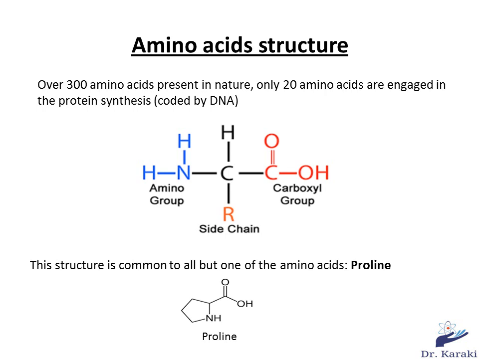Of the over 300 amino acids present in nature, only 20 amino acids are engaged in protein synthesis. Each amino acid has a central carbon, called the alpha carbon, to which 4 different groups are attached: a hydrogen atom, an acidic carboxyl group, a basic amino group, and a side chain R, which is different from one amino acid to another. This structure is common to all amino acids but proline, which is a cyclic amino acid.